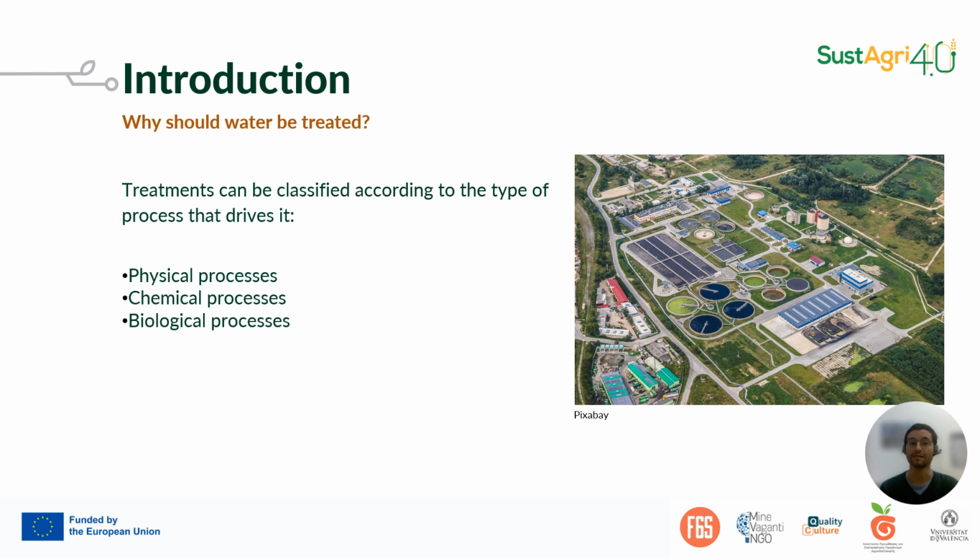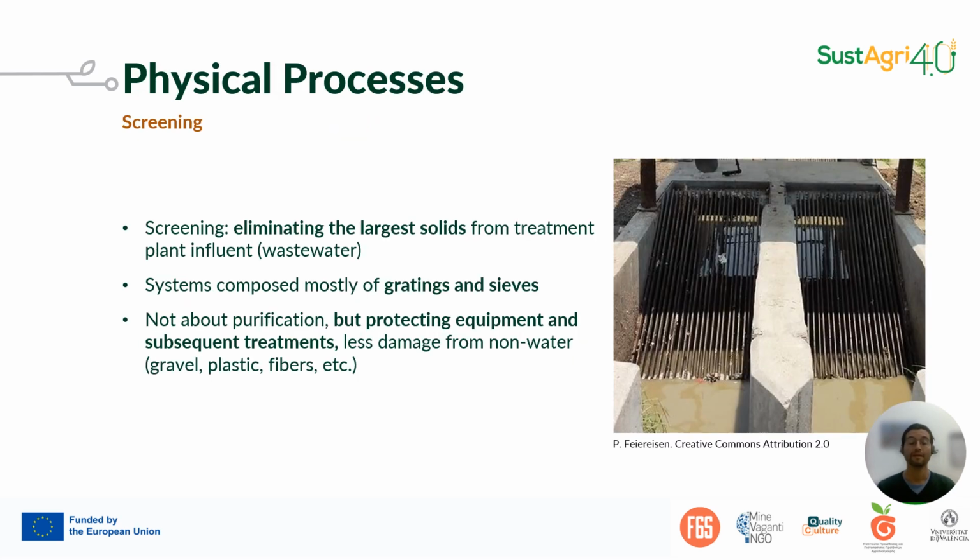Water treatments are classified according to the type of processes that cause the cleaning of the water. These processes can be physical, chemical, and biological. Sometimes combinations of these three are given in the same treatments. Screening has the objective of eliminating the larger components to reach a treatment plant, for example, stones, wood, plastics. Screening does not purify the water, but it protects the equipment that will carry out the treatment.